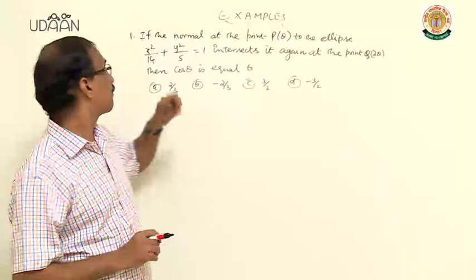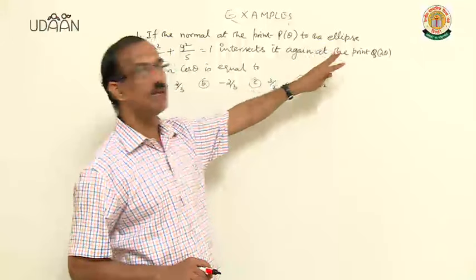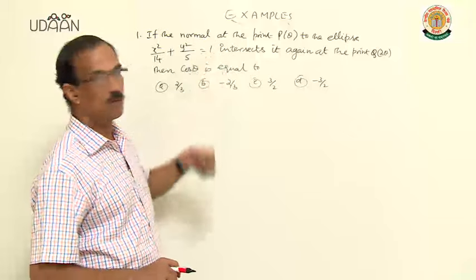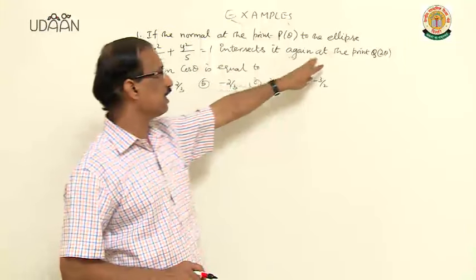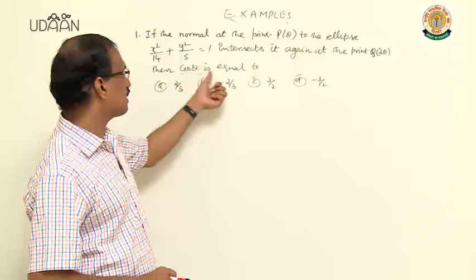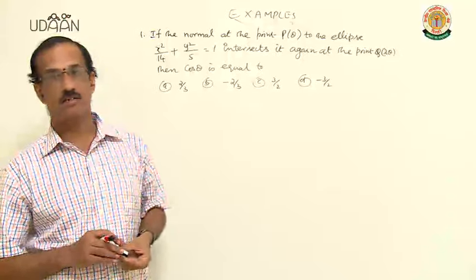Example 1. If the normal at the point P of theta to the ellipse x square by 14 plus y square by 5 equal to 1 intersects it again at the point Q of 2 theta, then cos theta is equal to what? So we have to find out cos theta.